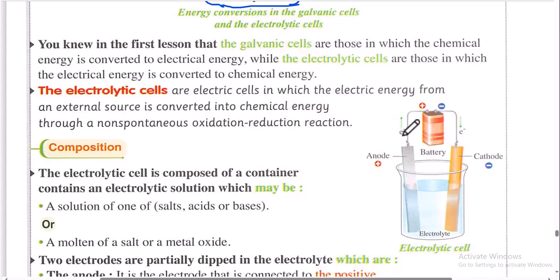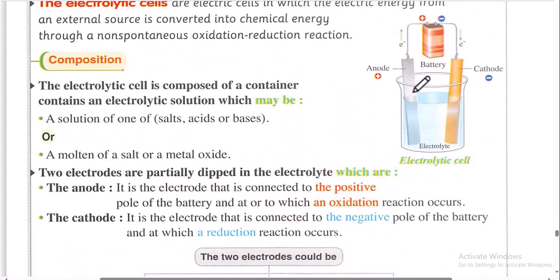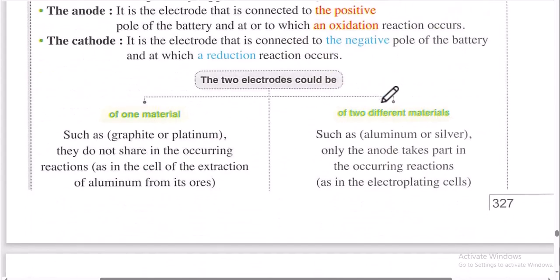In this case, it is an electrolytic cell, so an external source of electric energy is converted into chemical energy during a non-spontaneous oxidation reduction reaction. The two electrodes may be of one substance, like graphite or platinum, some inert substance. They do not participate in the oxidation reduction reaction. If they are of different substances, like silver, then the anode participates in the oxidation reduction reaction.